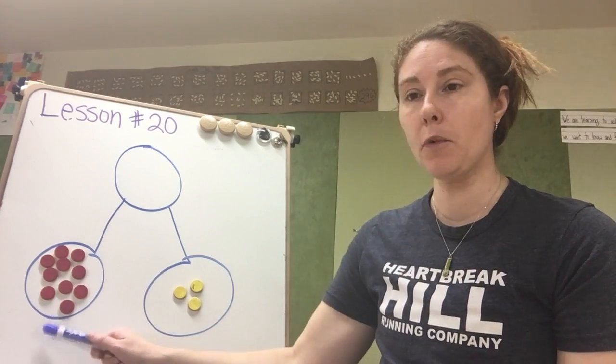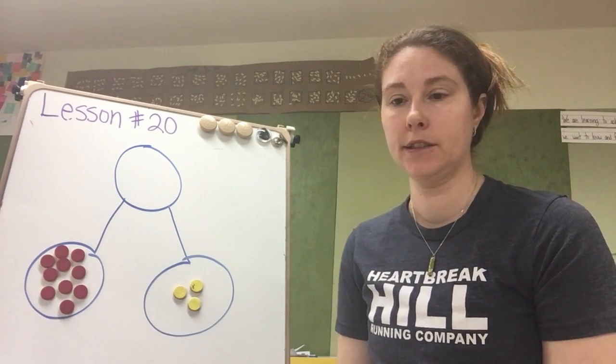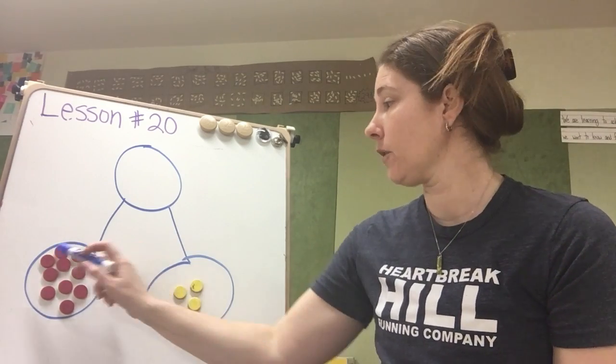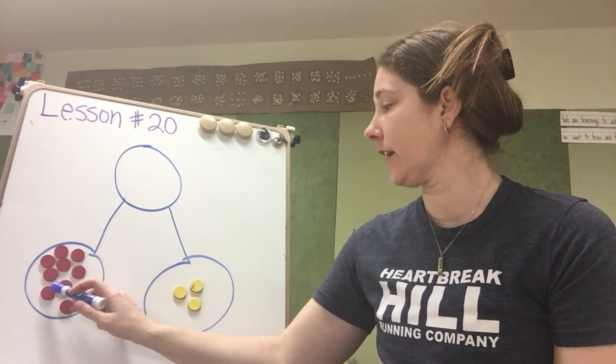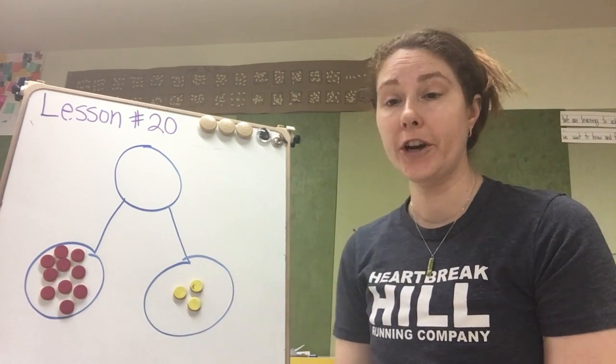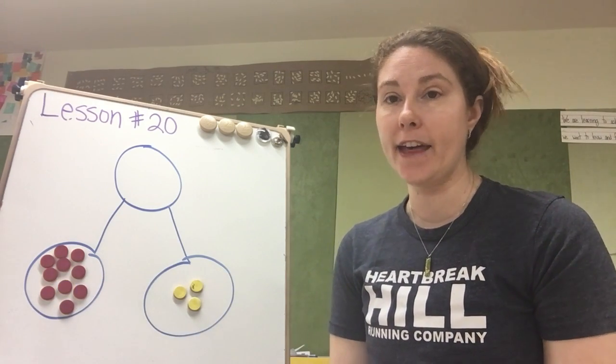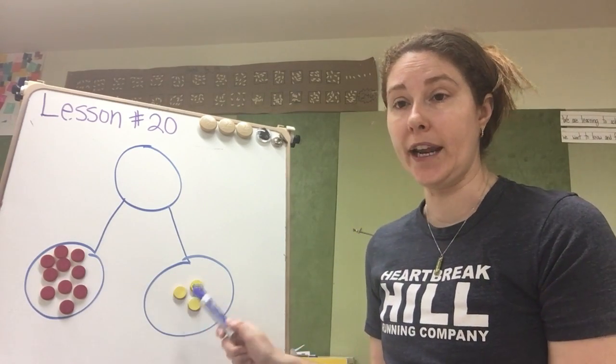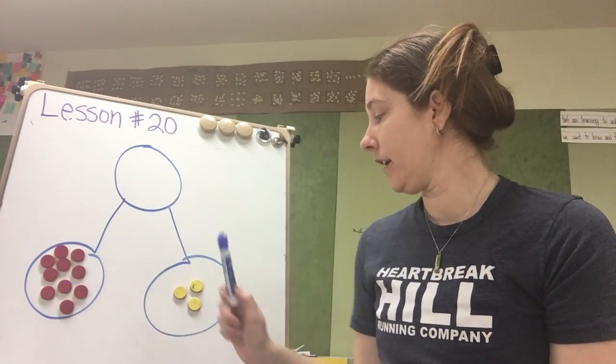Okay, what is 10 ones and 3 ones? What's it together? 13 ones, right? 1, 2, 3, 4, 5, 6, 7, 8, 9, 10, 11, 12, 13 ones. How do we say that in the say 10 way? 10, 3.